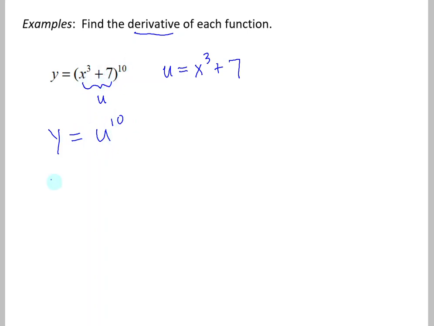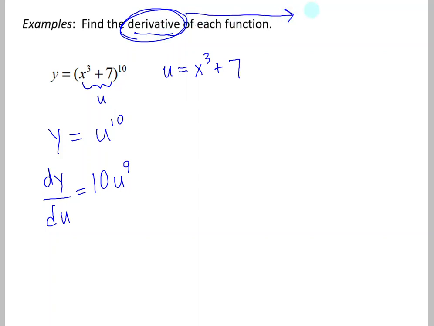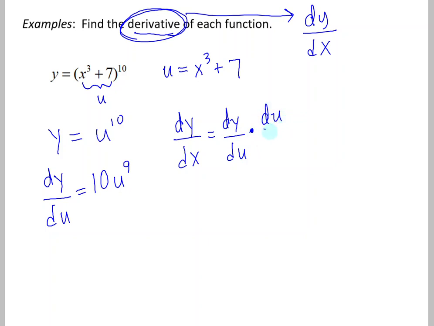Sure does. So if I take the derivative of y with respect to u, that is 10u to the 9th. But ultimately, I want the derivative of the function, which in this case, because it's a function of x, means I want the derivative of y with respect to x, not the derivative of y with respect to u, since u is what I made up. So to get the derivative of y with respect to x, I'm going to do the derivative of y with respect to u times the derivative of u with respect to x. So what does that make?